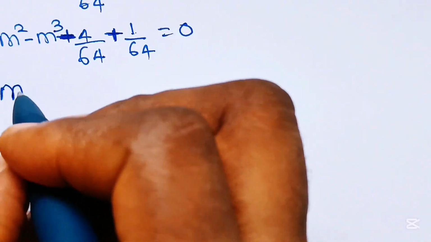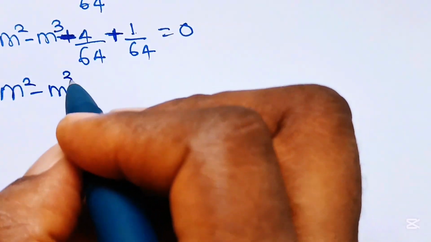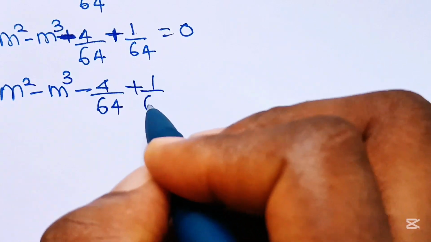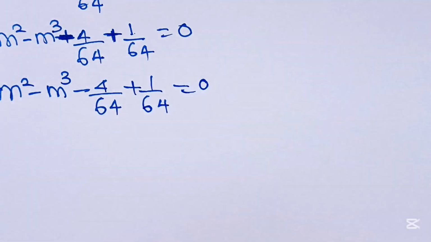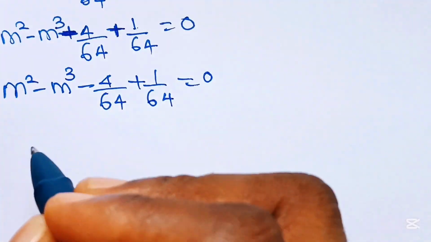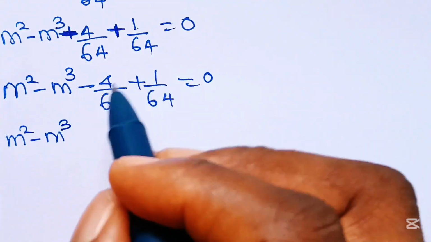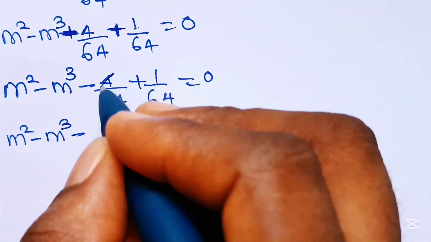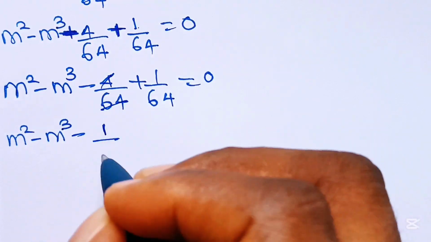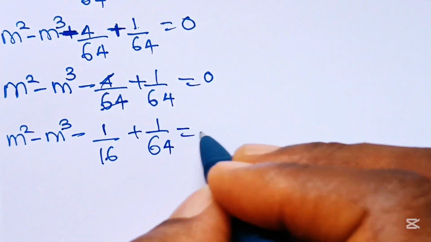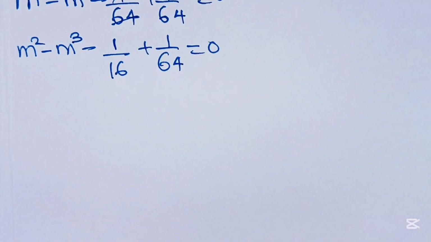What we have here is m squared minus m to the power of 3 minus 4 over 64 plus 1 over 64 is equal to 0. All right, so we have m squared minus m to the power of 3. Now, minus 4 will divide itself to give us 1, divide 64 to give us 16, right? Plus 1 over 64 is equal to 0.